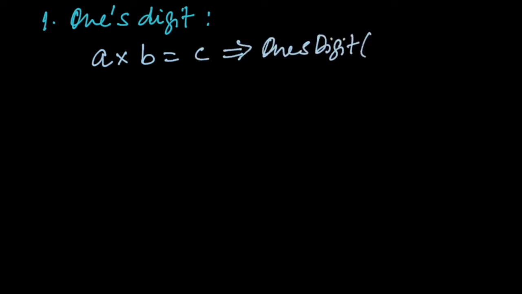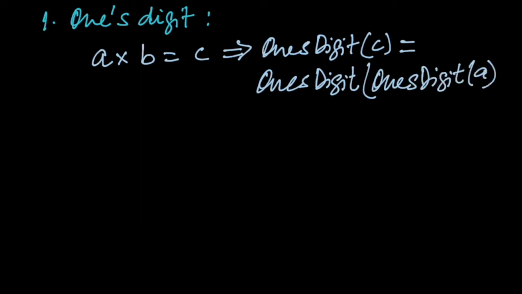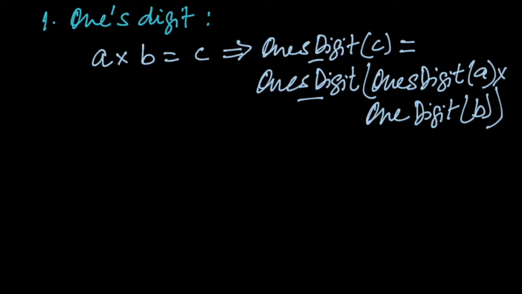So the first technique is checking ones digit. If two numbers are A and B, and if you multiply them and you get C, then the ones digit of C can be found out from the ones digit of A and the ones digit of B. You multiply those two digits together and you take the ones digit of that, and that will be the same as the ones digit of C.